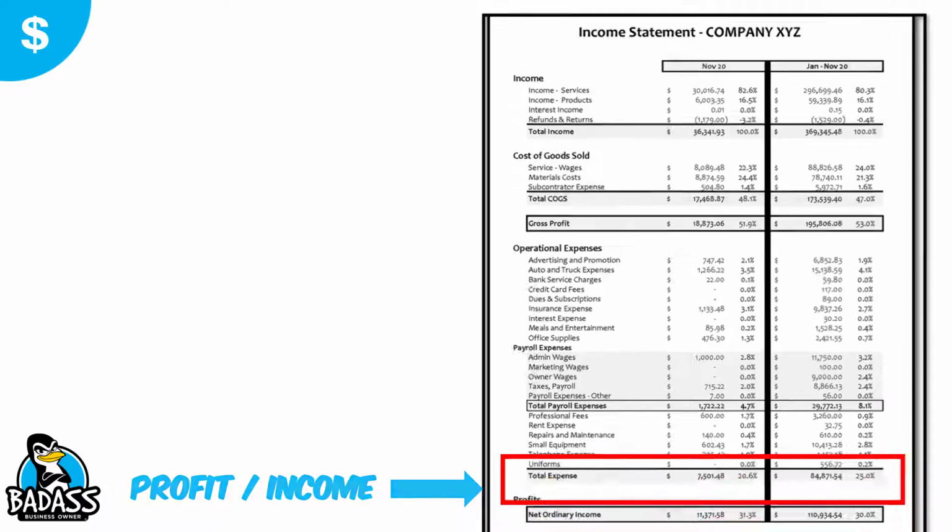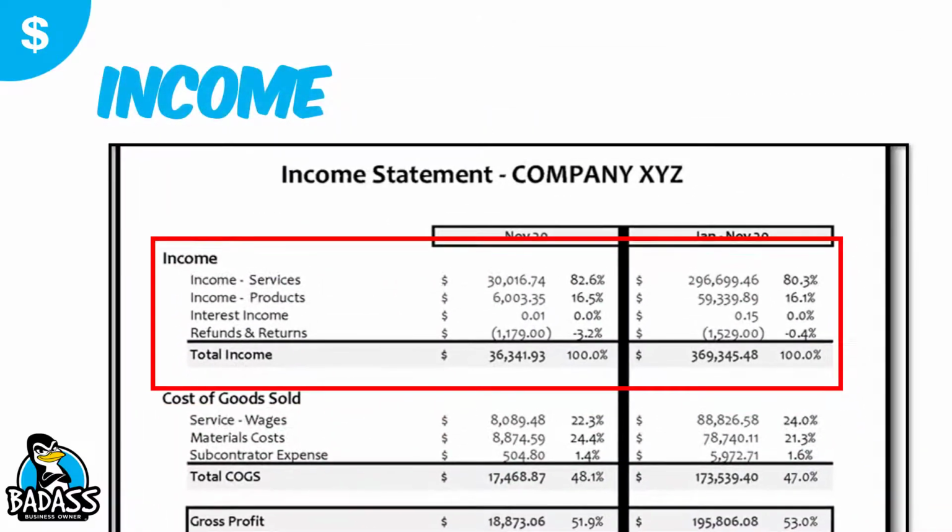Now let's take a little bit closer look, and you'll see here for the income in this particular one, he has the services that he provides. He has the products that he does. Sometimes you make interest off of stuff. Anything, like I said, that's coming in. You'll see refunds. They do go up here because this is income that came in and went right back out. There was no cost associated with them.